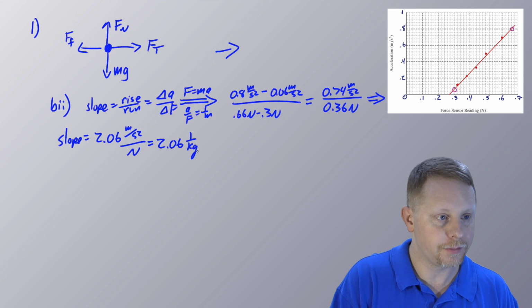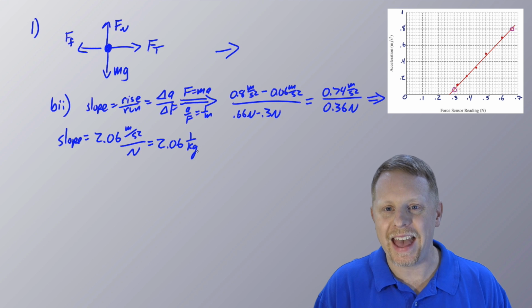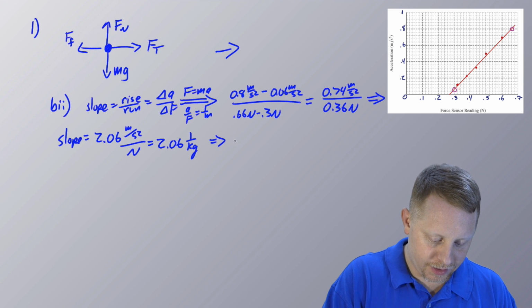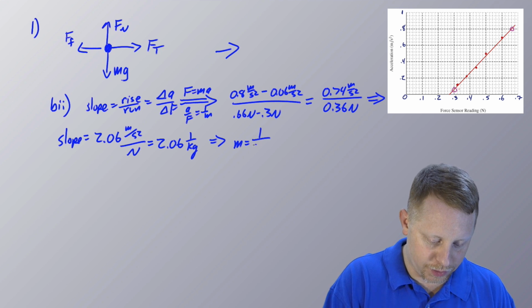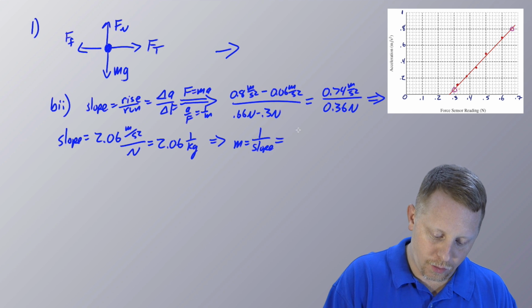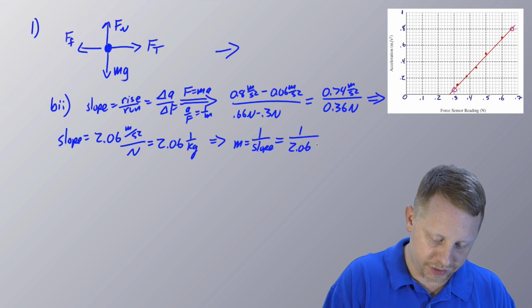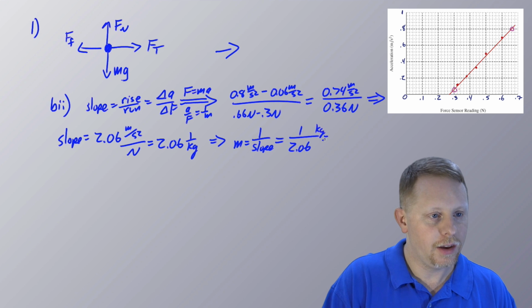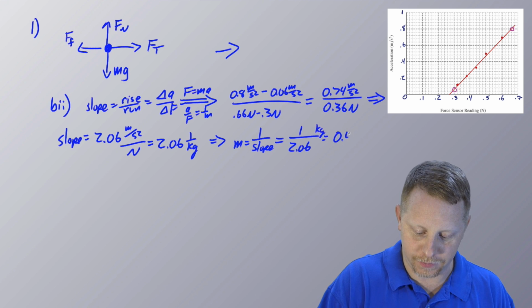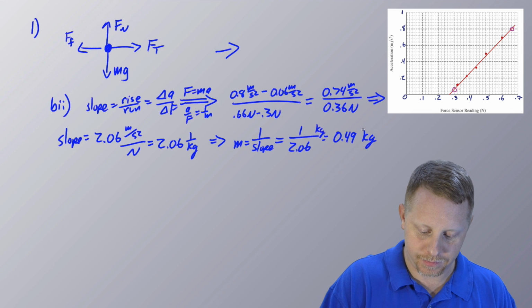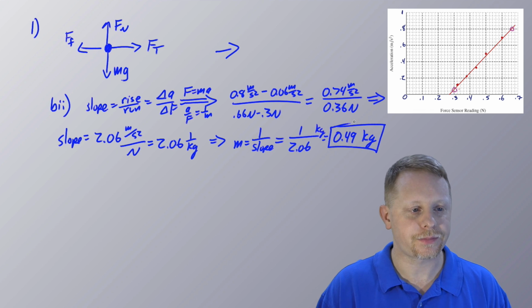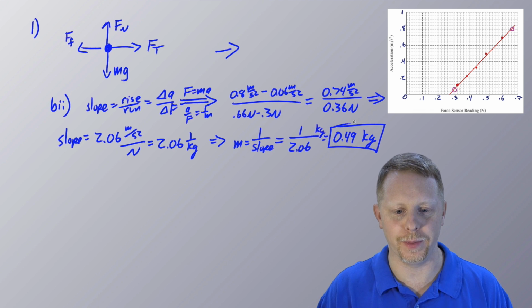And if the mass is 1 over the slope, this implies then that the mass is equal to 1 over the slope, or 1 over 2.06, 1 over kilograms, which comes out to be about 0.49 kilograms. So that would answer B2 for me.